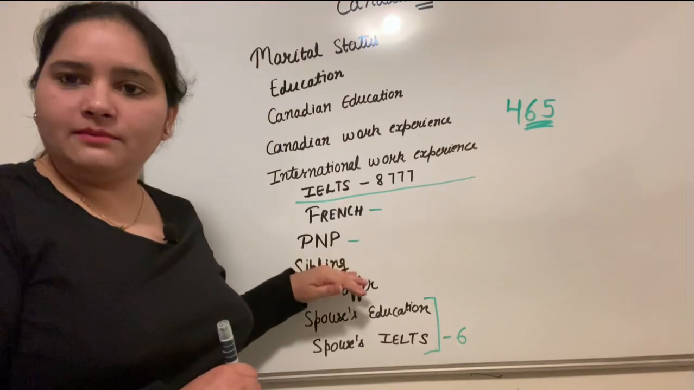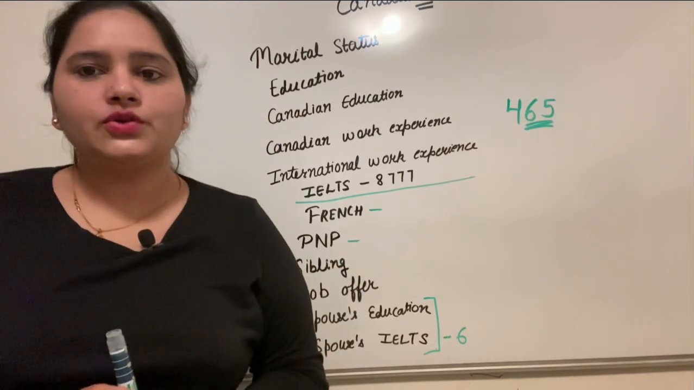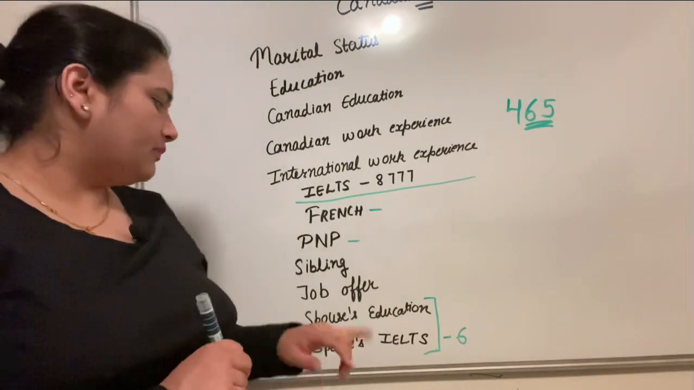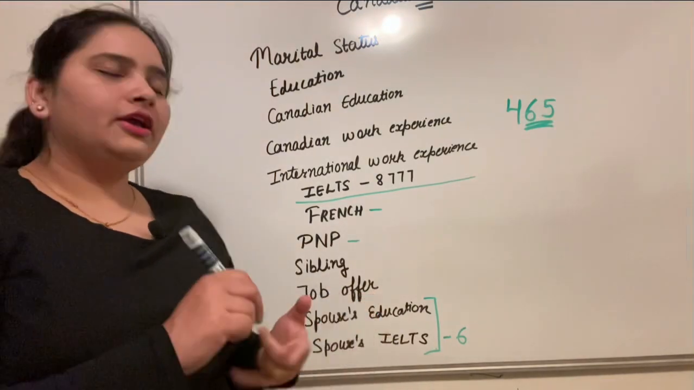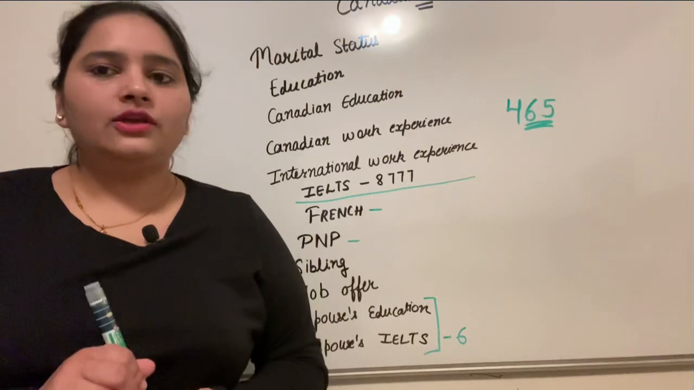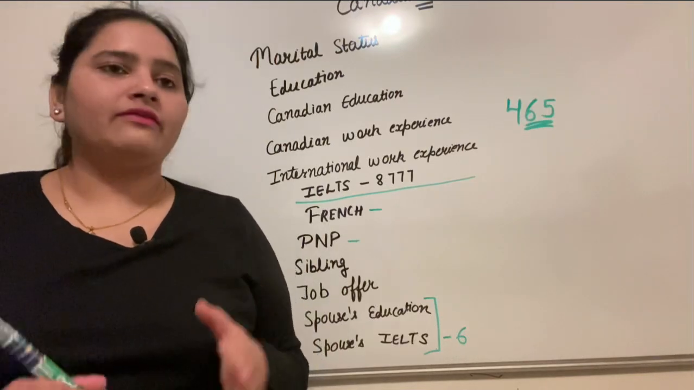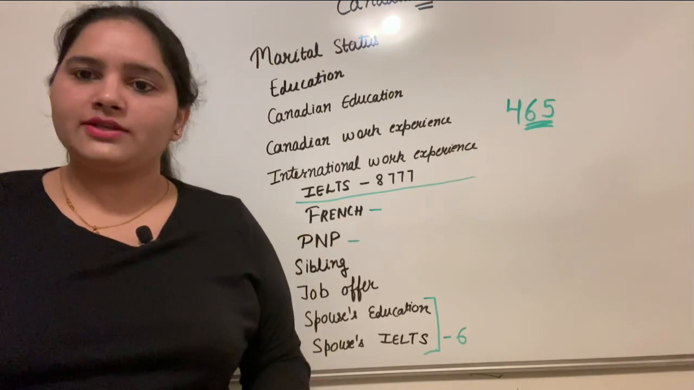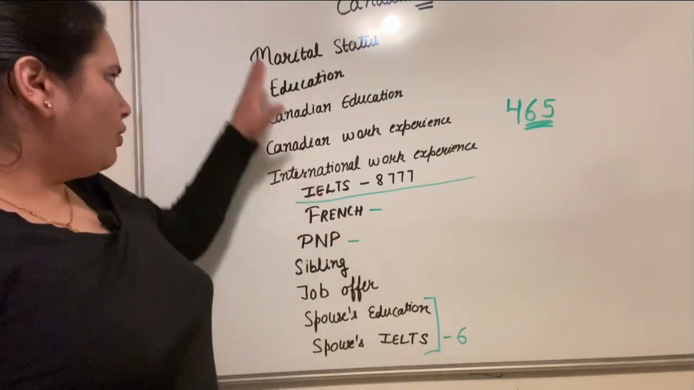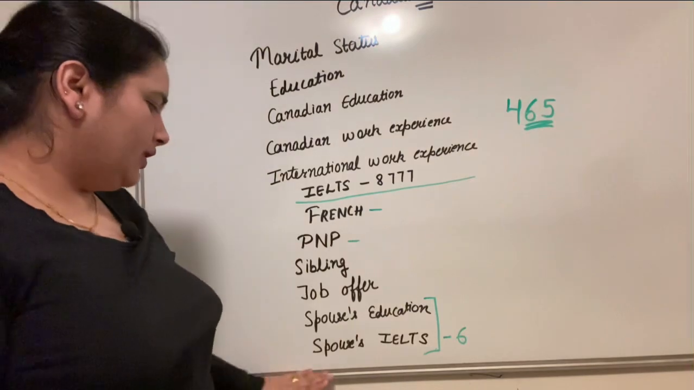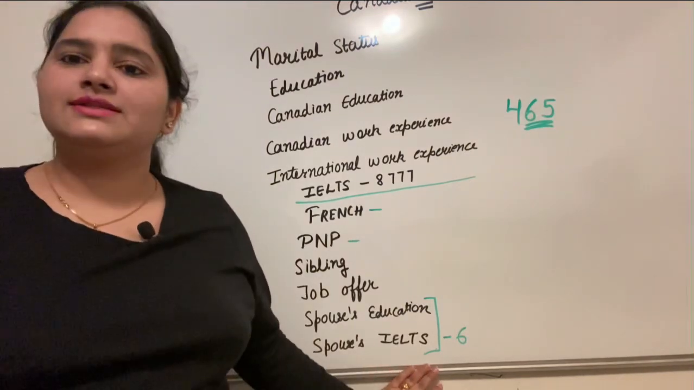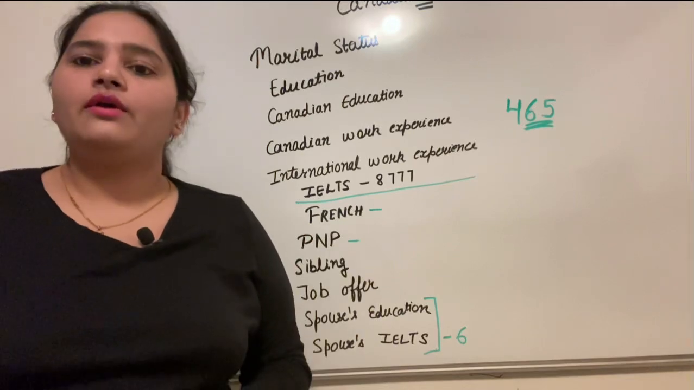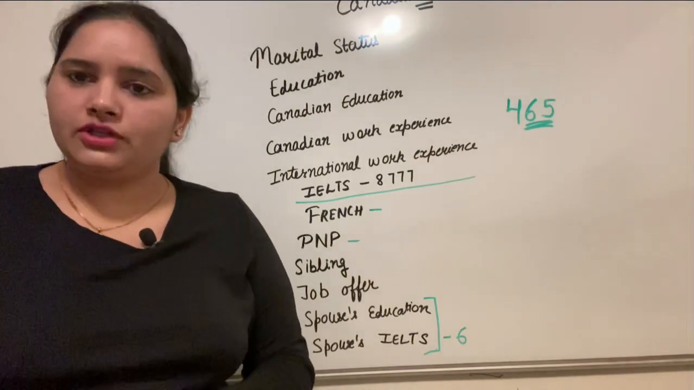Then we have sibling. If you have any blood relation over here, then you will get extra points for that as well. Then is job offer. If you have a valid job offer, then you will get extra points. Okay, so all these things, when you calculate, you will get your final CRS score. That will help you in getting your ITA, that is invitation to apply.